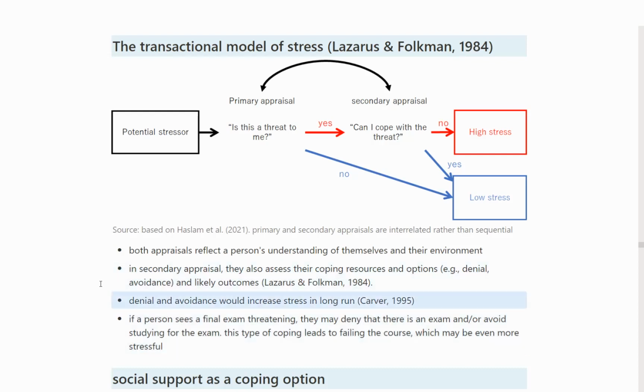So the coping options are actually more stressful. Even if they perceive that they can cope with the threat, if the way they cope with the stress is denial or avoidance, they may experience low stress from the presence of the exam, but after failing the exam, they would experience much higher stress, because failing the course is something that they can no longer cope with.